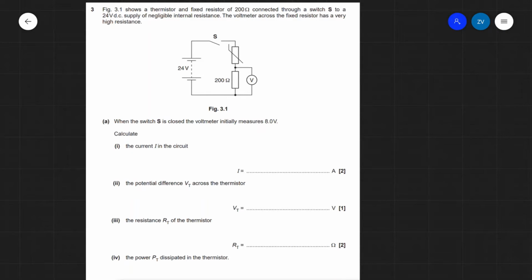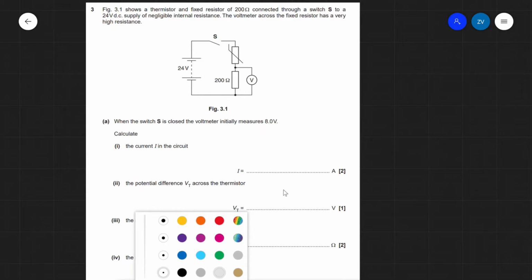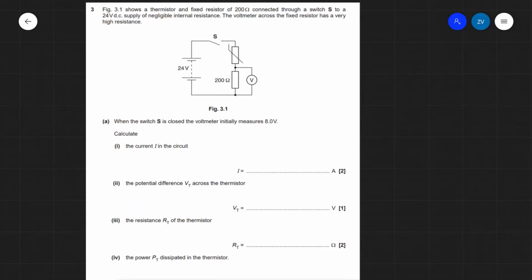They're connected through a switch, and we have an EMF of 24 volts. The voltmeter across the fixed resistor has a very high resistance. So this tells us that we can think of this as a series circuit essentially. When the switch S is closed, the voltmeter initially reads 8 volts. So the reading here is initially 8.0 volts. Calculate the current in the circuit.